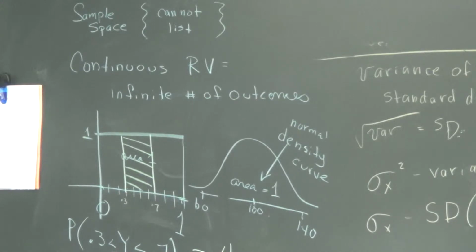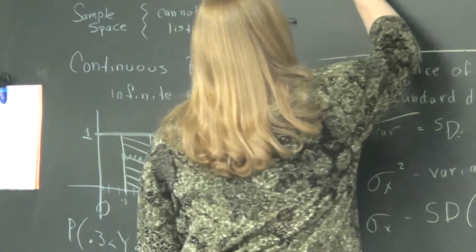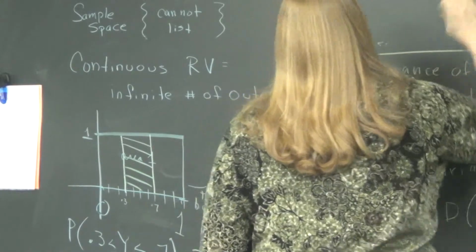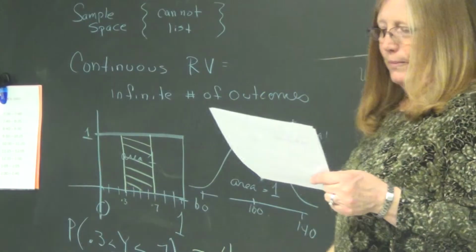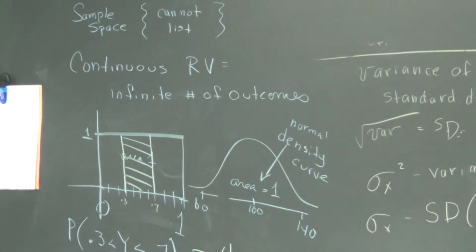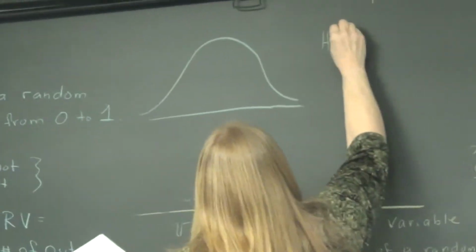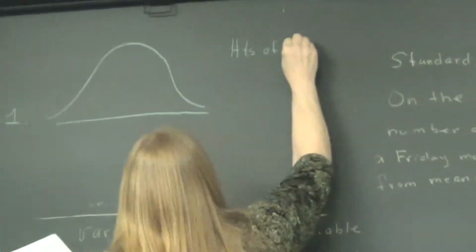A lot of our distributions are normal. They're not going to be like this. They're going to be normal distributions. And so we come ready and trained to deal with normal distributions. So draw yourself a normal curve. And let's say that we are looking at the heights of young women.